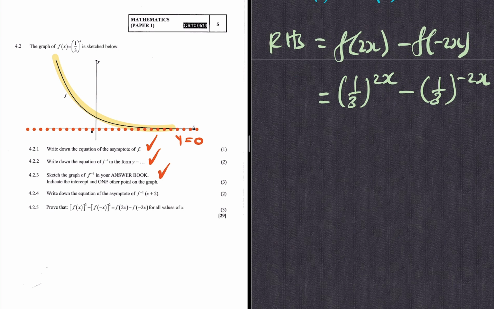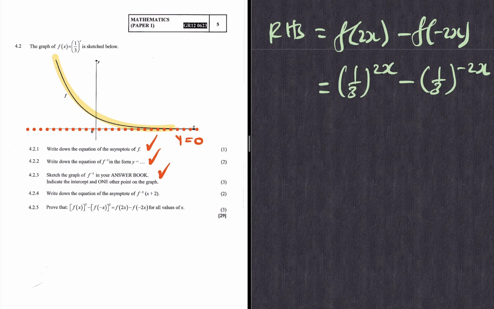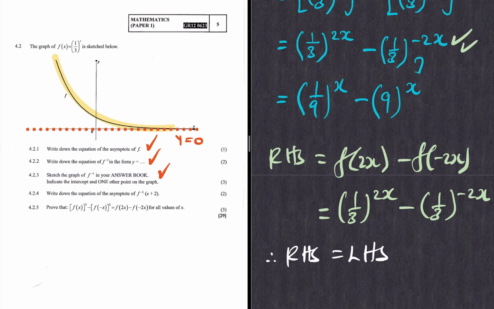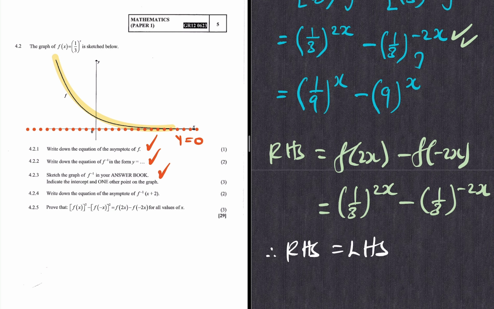So you can even say, therefore, now the same thing. Therefore, the right hand side is equal to the left hand side, or vice versa. You get your full marks there on functions. It's 29 marks. Okay, it's extremely easy, but sometimes really tricky.